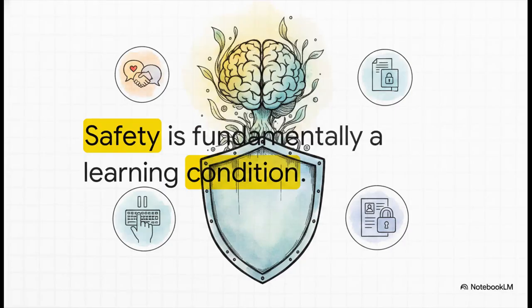Because, at the end of the day, safety is a learning condition. Let me just repeat that for emphasis. Safety is a learning condition. If a student doesn't feel safe, they simply cannot learn. Full stop. This is exactly why actively teaching digital citizenship, things like pausing before you post, using respectful language, protecting personal information, is absolutely non-negotiable for prevention. It turns passive technology use into responsible participation.